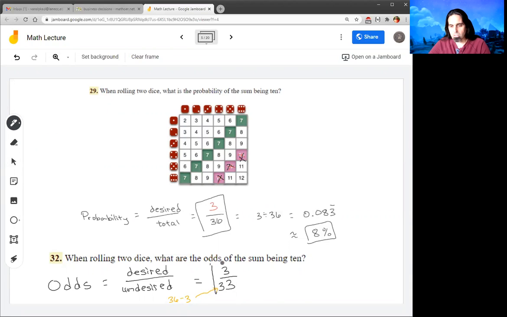So we could write this as 3 over 33. That's great. We could write it, divide top and bottom by 3 as 1 over 11. We could write it as 3 colon 33, or 3 to 33, or 1 colon 11, or 1 to 11. I'm not going to try and put boxes around all of those. It would look messy, but those are all great answers for the odds problem.